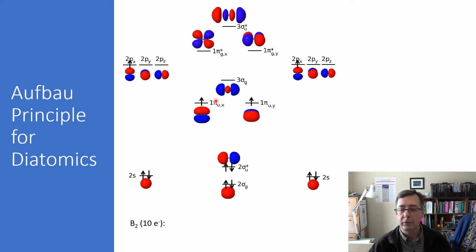And then I'm left with 2 electrons, and I use Hund's rule to say don't pair them up, keep them unpaired, because these 2 orbitals have the same energy because it's a pi orbital. Put an alpha spin here and an alpha spin there. Now I've run out of electrons. Now I'm done.